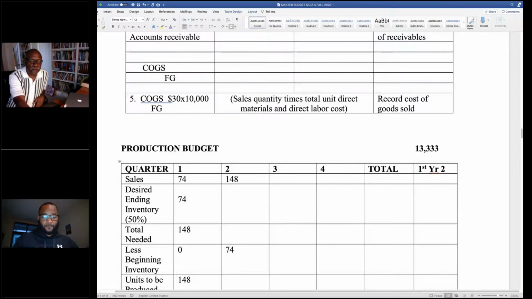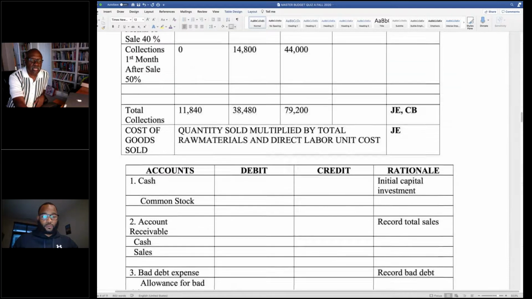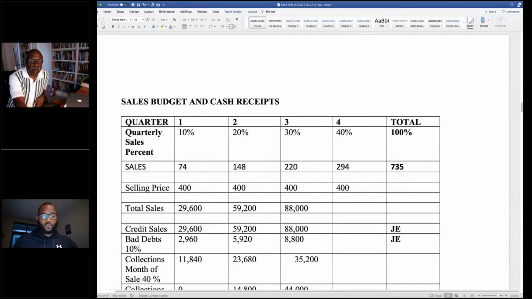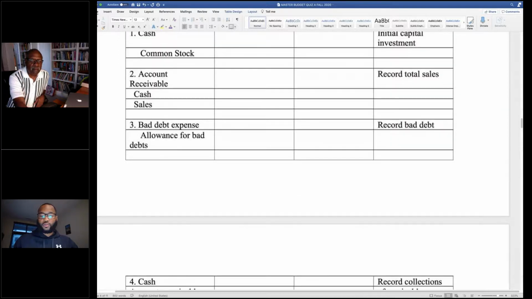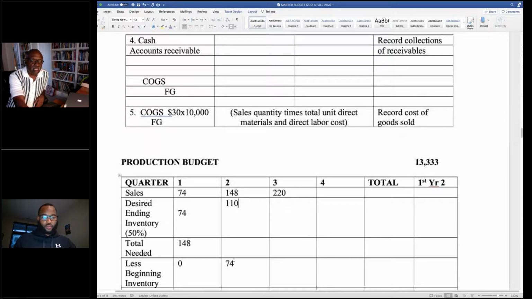And it's going to be 148 plus 74, right? No, it's not. We've got this third quarter 148. So in the third quarter, we're selling 220. So we've got to produce 50% of these. And that's going to be what? 110? Because that's half of the 220. So you need 258.